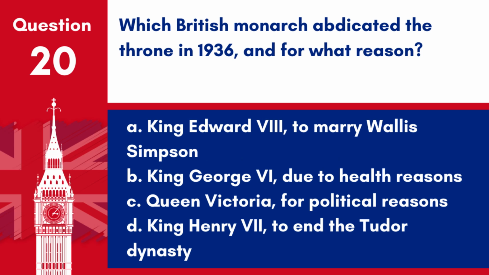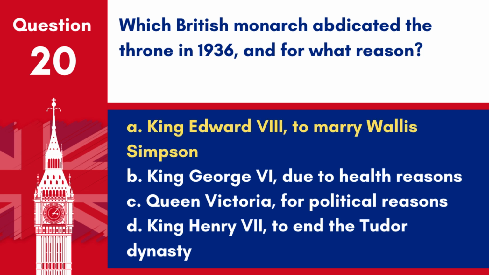Question 20. Which British monarch abdicated the throne in 1936, and for what reason? A. King Edward VIII, to marry Wallis Simpson. B. King George VI, due to health reasons. C. Queen Victoria, for political reasons. D. King Henry VII, to end the Tudor dynasty.